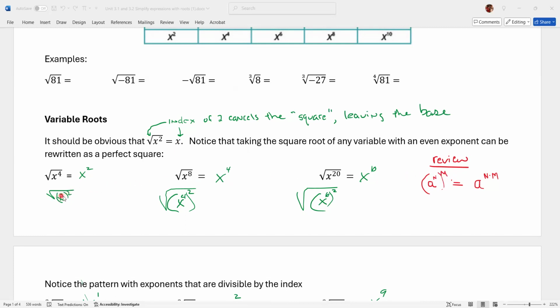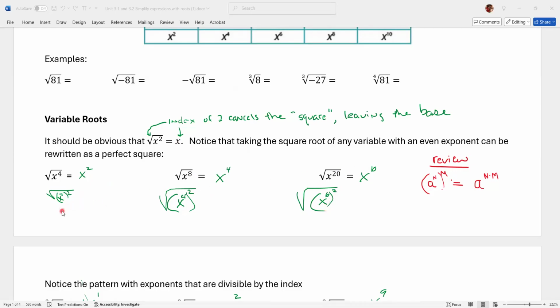So here I have an exponent being raised to another exponent. So 2 times 2 is 4. Now notice that the square root and this outer square cancel each other out, leaving me just the base, which was x squared. X to the 8th, I could rewrite as x to the 4th raised to the second power, because 4 times 2 is 8. The square root and the square outside cancel each other, leaving me the x to the 4th. Likewise, x to the 20th is x to the 10th raised to the second power. The square root and the squaring here cancel, leaving me x to the 10th.